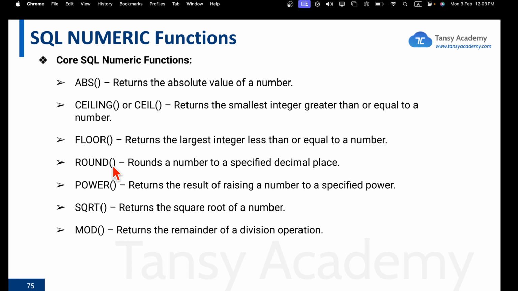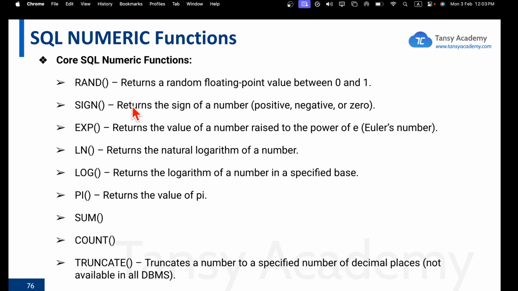Let's say you have a decimal number with 5 digits after the decimal. Then you can say ROUND(number, 2), and it will round it to 2 decimals. POWER is the mathematical power calculation. Again, this is SQRT, square root, and MOD. MOD returns the remainder of a division, and RANDOM returns a random floating point value between 0 and 1. SIGN returns the sign of a number. EXP returns the value of e raised to the power of the number. LOG returns the natural logarithm. So this is purely scientific mathematics.